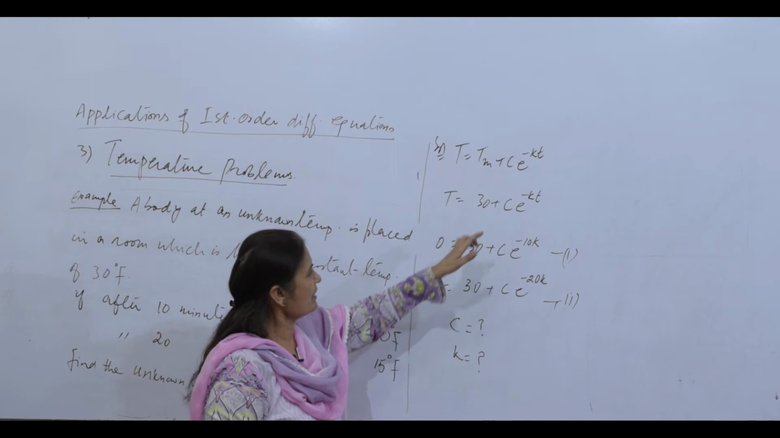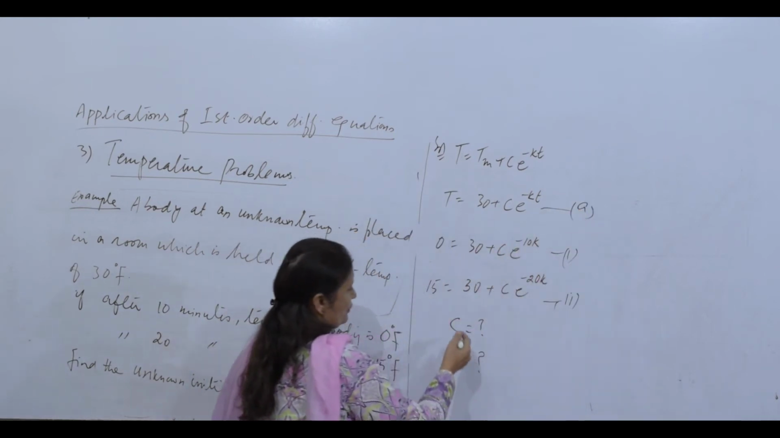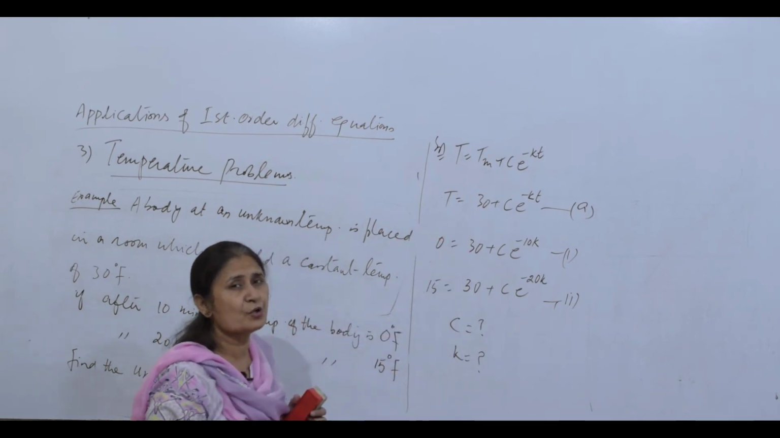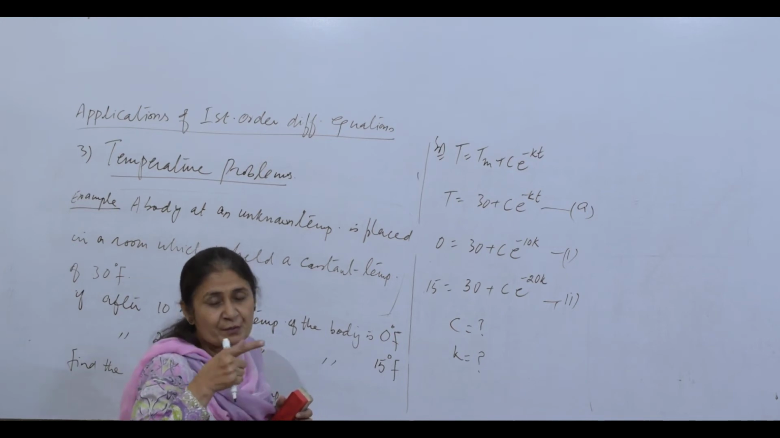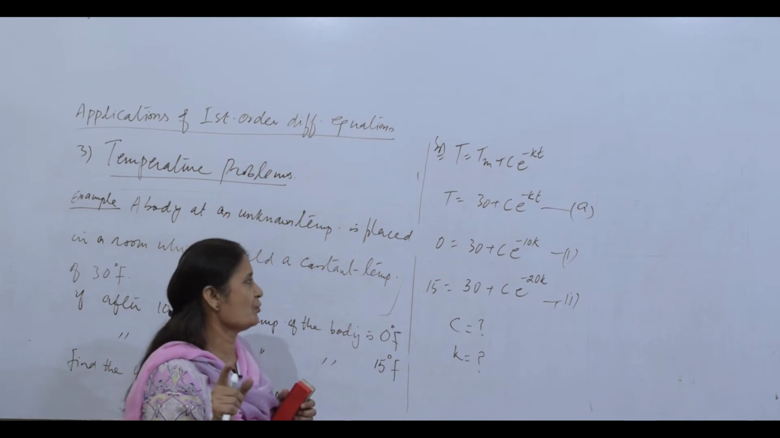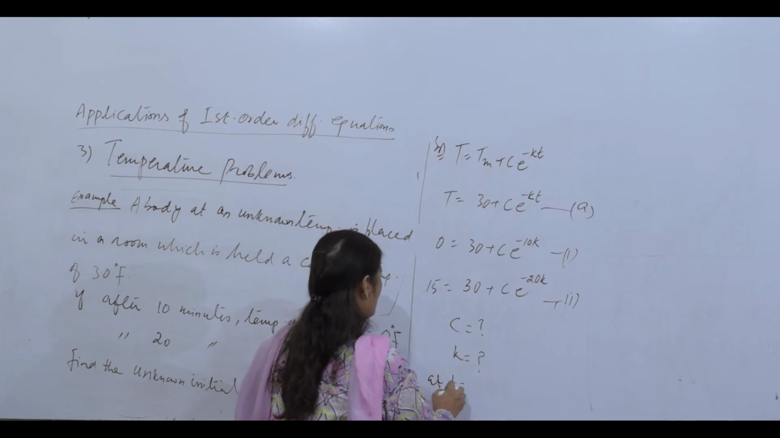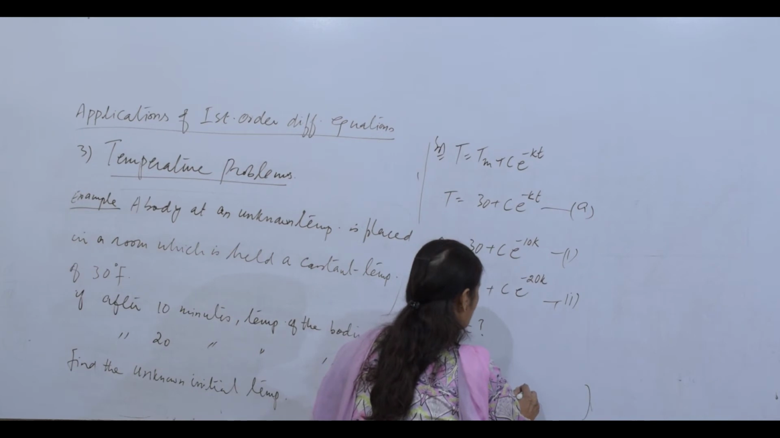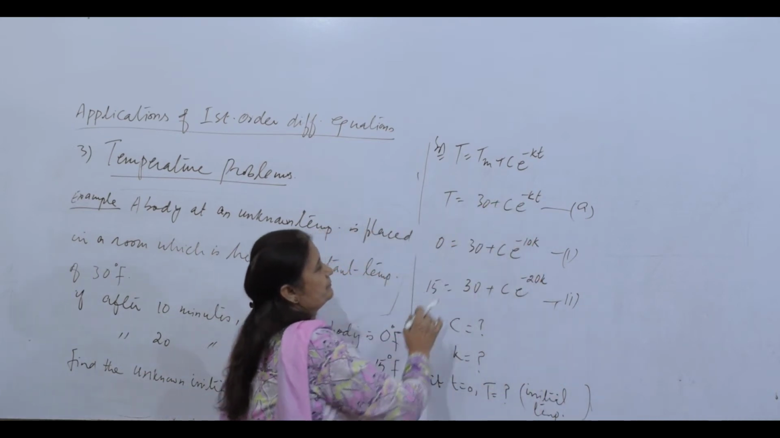In equation A, putting the value of C and K there, you have to find the unknown temperature. The unknown temperature is when small t is 0. So, what will be capital T? This is the unknown initial temperature. So, finding capital T: at t equal to 0, capital T is something. This is the unknown initial temperature, by putting the values of C and K there.